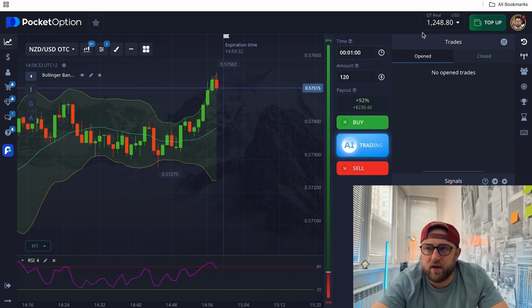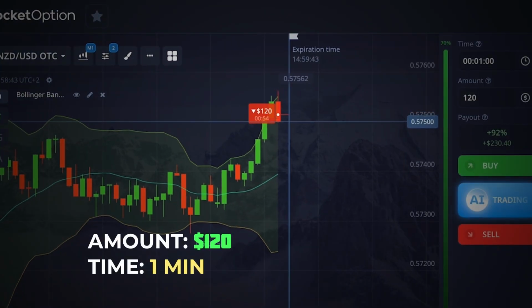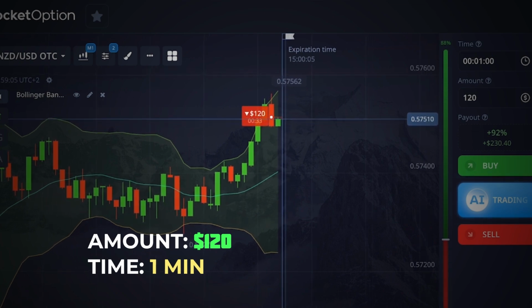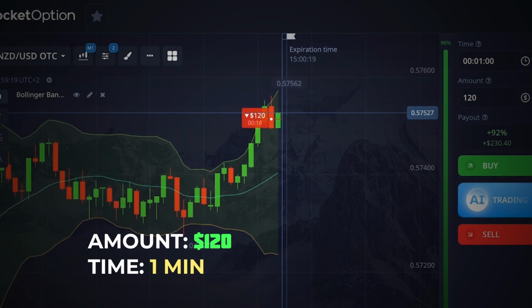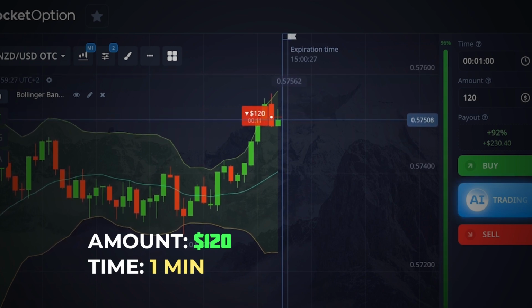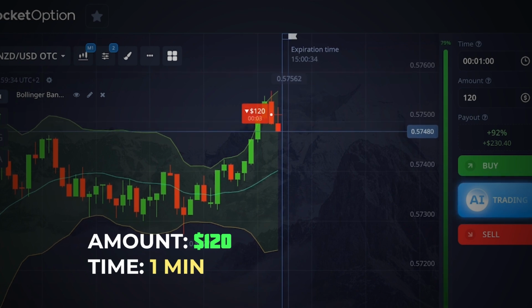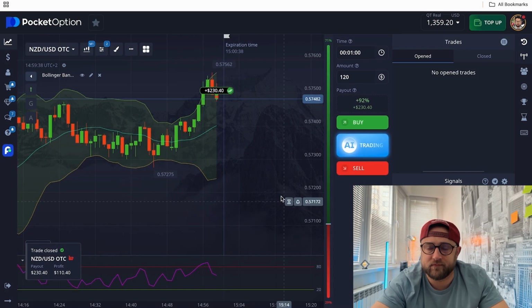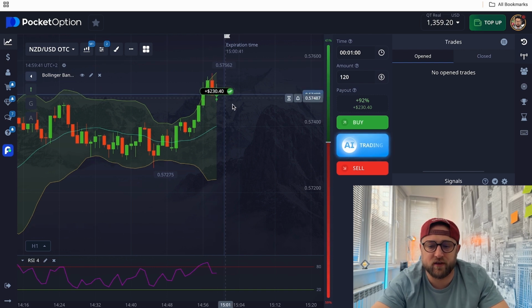Okay, I will go back to 120. And here, yes, I will open another trade. We see the breakouts. We follow the strategy. We go to win. Win. Win. Quick recap. Yes. Another win, guys. We're making a profit. Good one. Good feeling. Really.